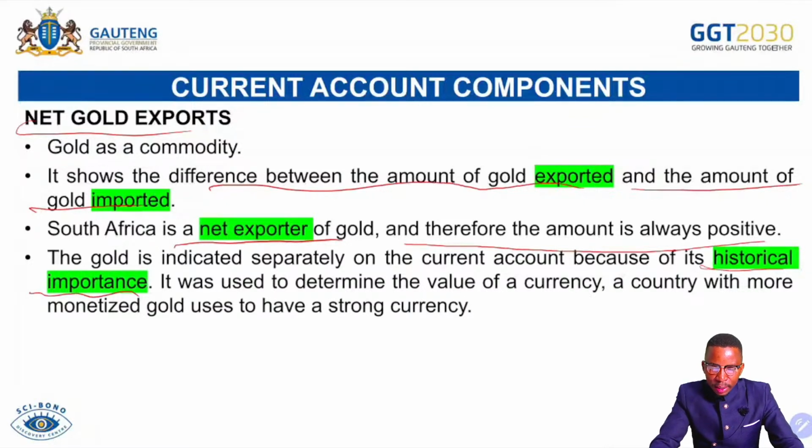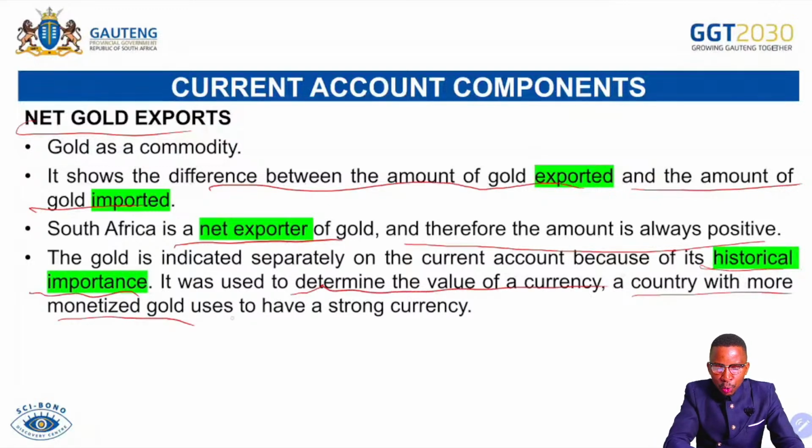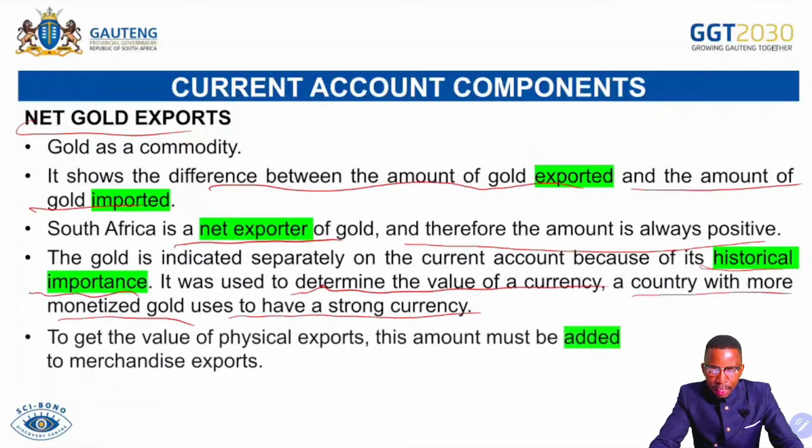Until today, it is called the rand. So it was used to determine the value of the currency. A country with more monetized gold used to have what we call a strong currency. So to get the value of physical exports, this amount must be added to merchandise export so that we can get what we call the trade balance or balance of trade.